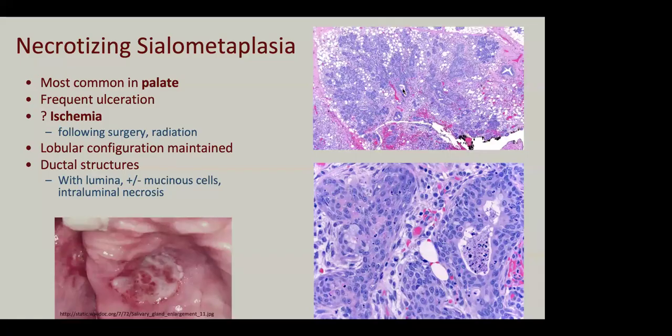But you want to see maintenance of the ductal lobular architecture. You want to see that the nests have very rounded borders instead of the pointed borders of invasive SCC. You can often see neutrophilic debris in the residual lumens of these ducts. You can sometimes see mucinous cells, giving you an indication that these are, in fact, salivary units.